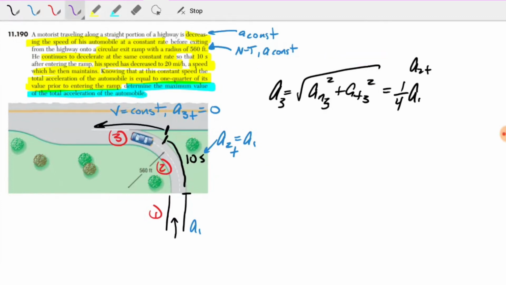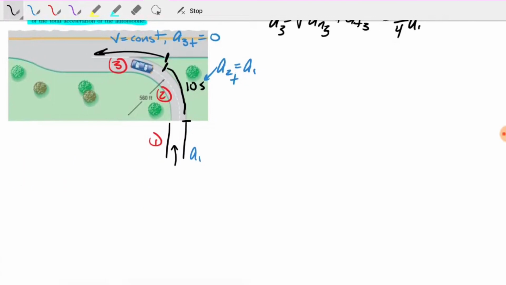I think I'll start doing it in colors. State 1, it has some value, I don't know it yet. State 2, I'll put in purple. In state 2, he has a normal acceleration squared and a tangential acceleration squared.